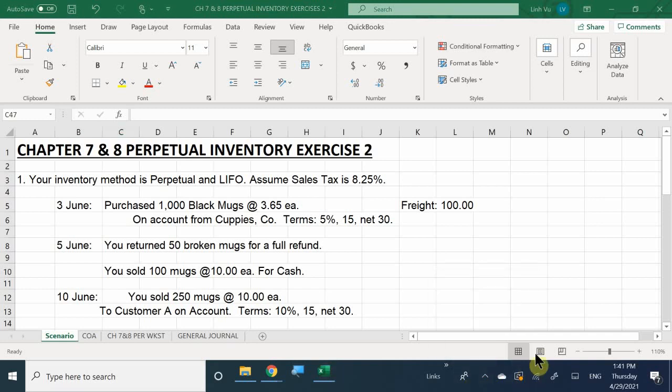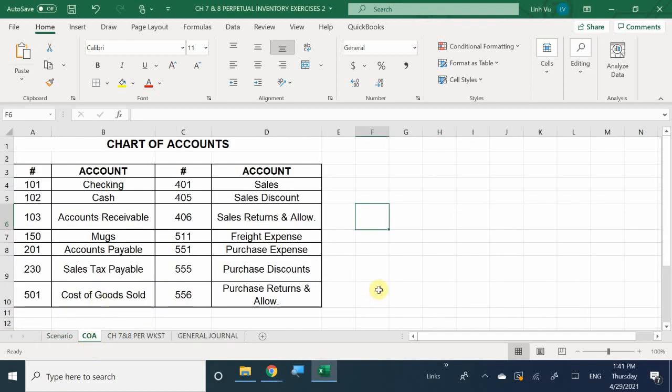You return 50 broken mugs for a full refund. So here on June 5th, we returned 50 broken mugs for a full refund. Let's take a look at my chart of accounts. Let's see how we can utilize or organize our ideas within these accounts that are given here. If I return something and I got a full refund, what am I expected here? What should my journal look like?